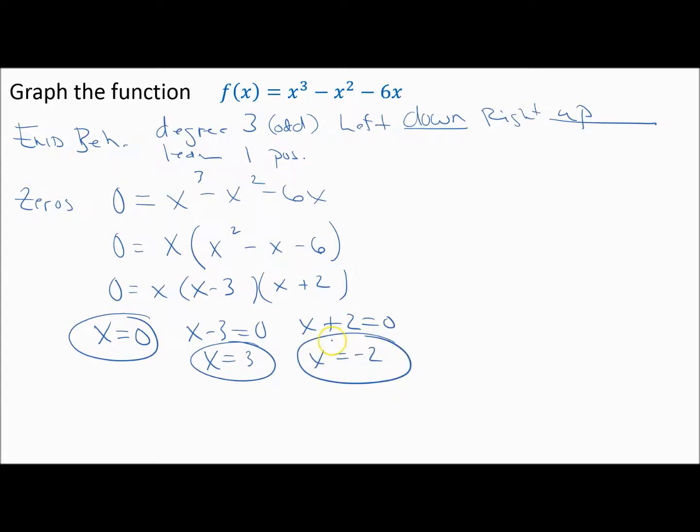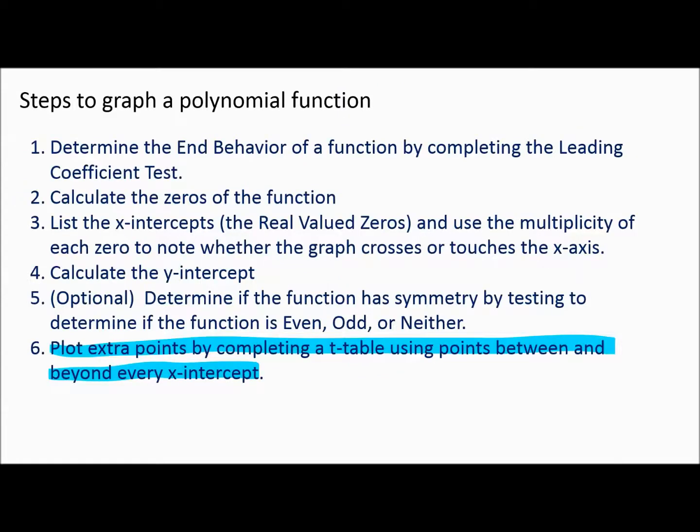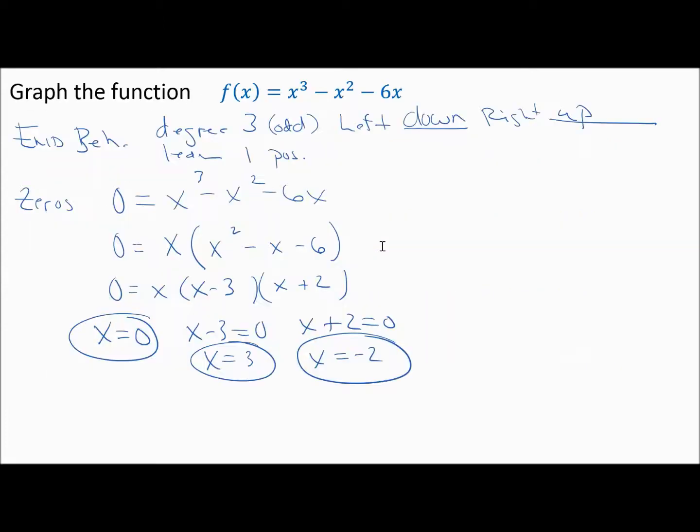Now remember, the next step after that, we can go back and take a look at the steps. So we did the leading coefficient test. Left was down and right was up. Next, we're calculating the zeros, so we have that. We're supposed to list the x-intercepts. Those are the real valued zeros. And note whether the graph touches or crosses over the x-axis. Okay, so these are all real valued answers.